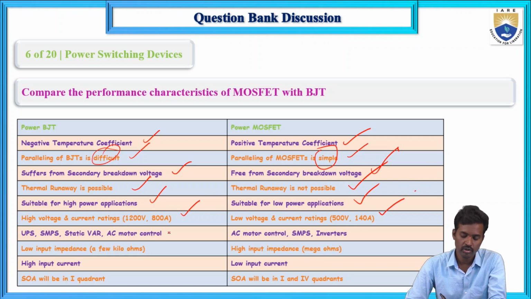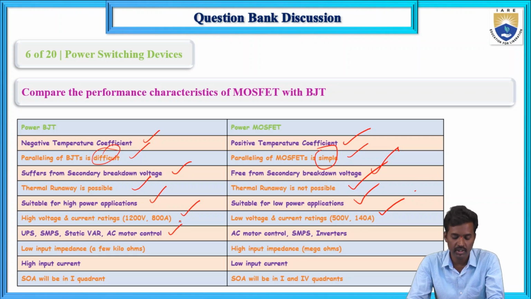High voltage, high current applications for the BJT, and low voltage, low current applications for the MOSFET. So these are the applications: UPS, SMPS, static VAR, AC motor control, and AC motor control, switch mode power supply, SMPS, inverters.